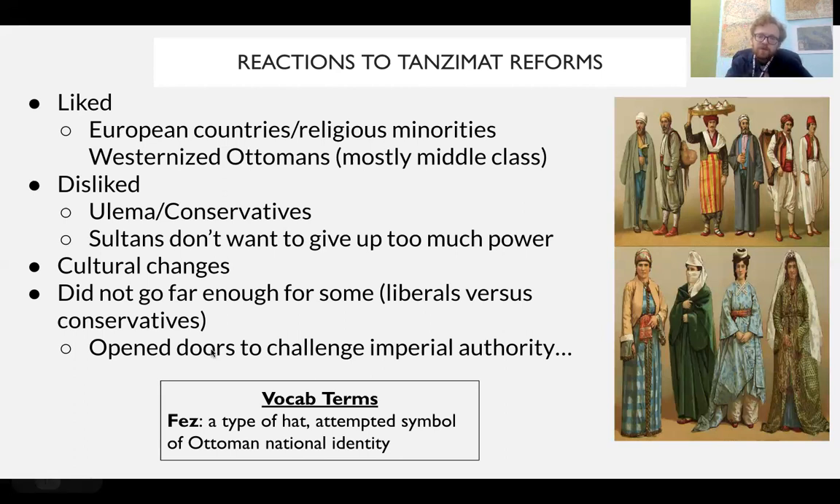However, the Tanzimat reforms are not going to go far enough in some people's minds, especially in the minds of more liberal, Westernized Ottomans. The sultans haven't given up power. And if the sultans are corrupt, then that means there is little room for improvement. The sultans can cancel any form of reform. And the Tanzimat reforms are opening the doors to challenge the sultan's authority.